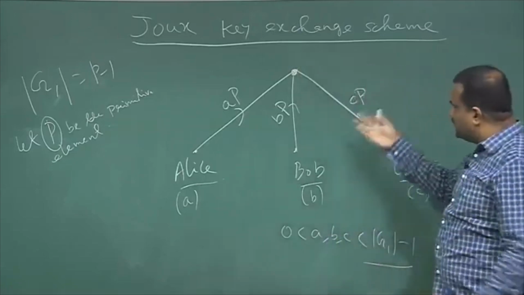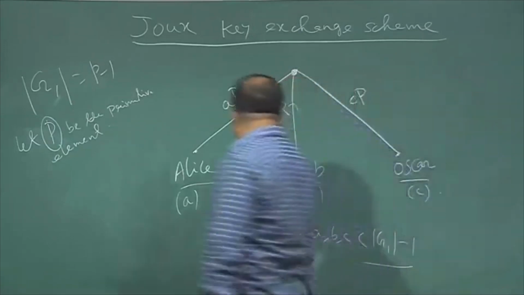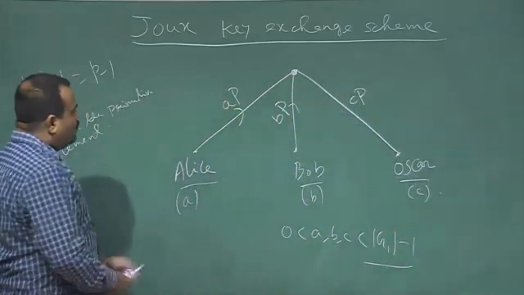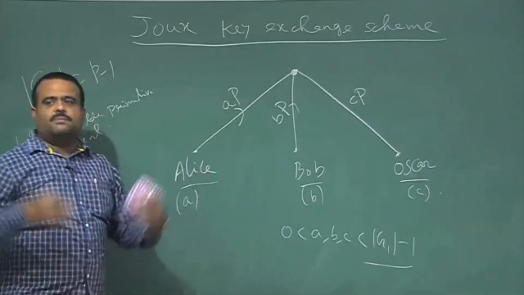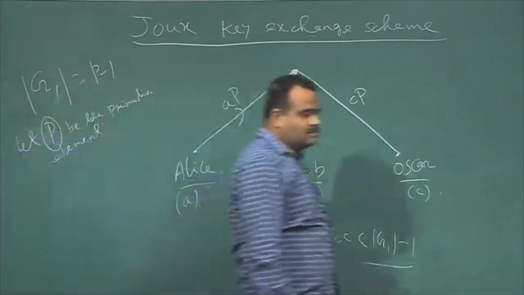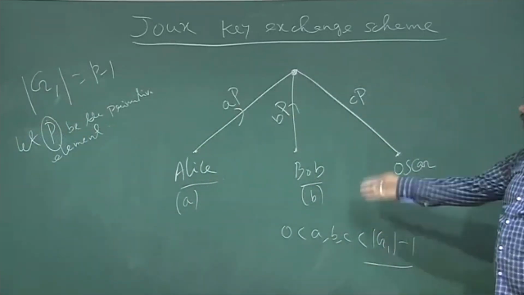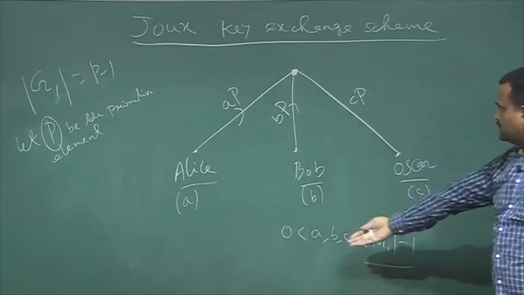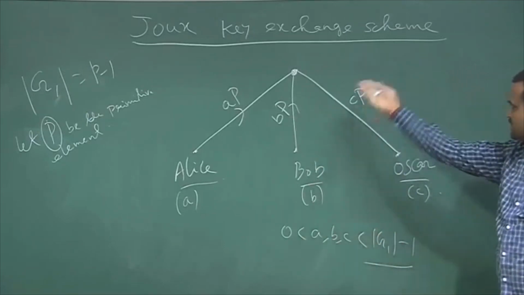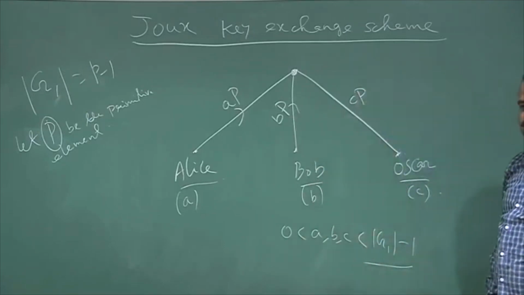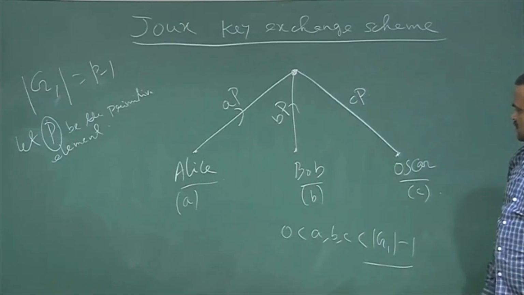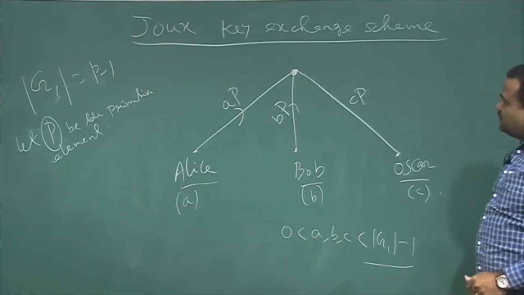So they are all broadcasting, and they are all getting these values. Alice gets bP and cP, Bob already has bP and gets aP and cP like this. Now how can they agree on the common key?